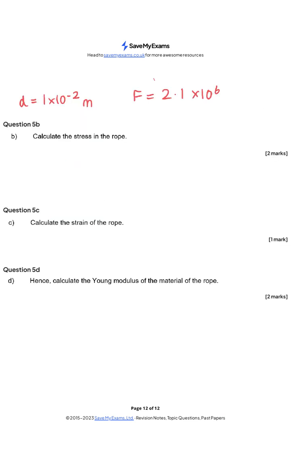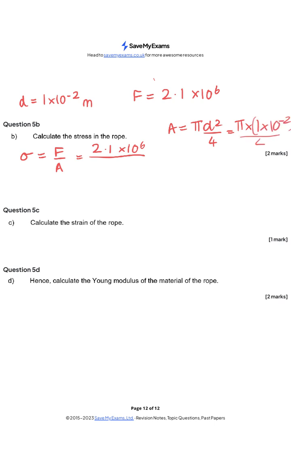Question 5b, we first need to calculate the stress in the rope. Stress is force divided by area. Our force is 2.1 times 10 to the power of 6. Then we divide it by our area, which, if you remember, is pi d squared over 4. So pi times 1 times 10 to the power of negative 2, all squared, divided by 4. You would put that answer underneath, because that's what your area is.